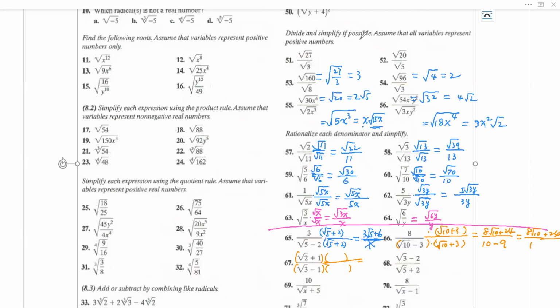Joy, what's the conjugate for this one? Radical 3 plus 1. Yeah, that's easy, huh? So what's the answer of this here? So here 3 minus 1, so we got a 2, right? So the top part, you guys can distribute it by yourself, all right? All right, next.